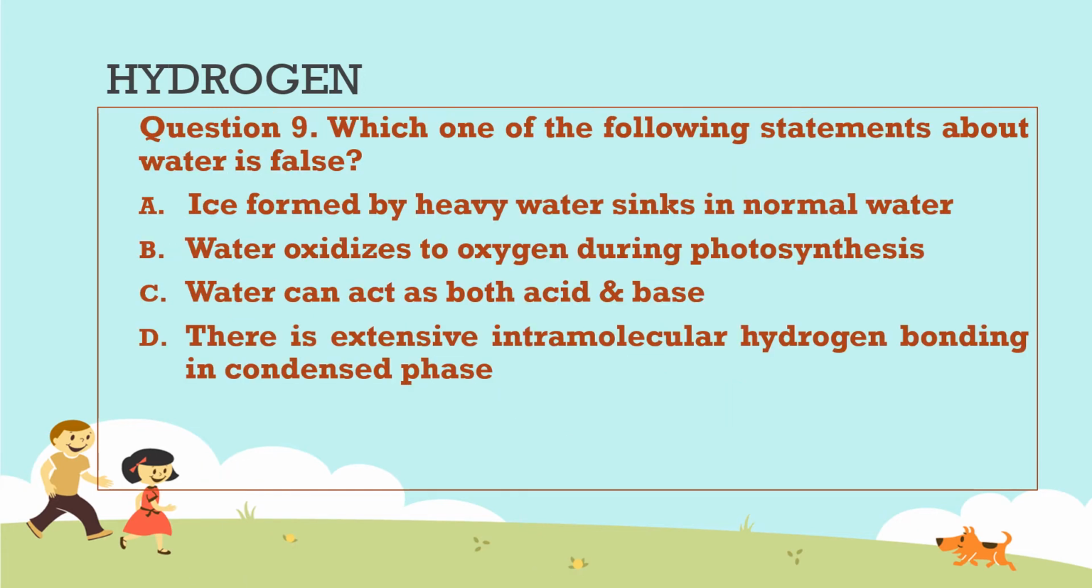So moving on to question number 9, and we will be starting here with the discussion on water, some important concepts related to water which have been asked in the NTA mock test questions. So which one of the following statements about water is false? Ice formed by heavy water sinks in normal water. Water oxidizes to oxygen during photosynthesis. Water can act as both acid as well as base. And there is extensive intramolecular hydrogen bonding present in the condensed phase. So you can choose your option first.